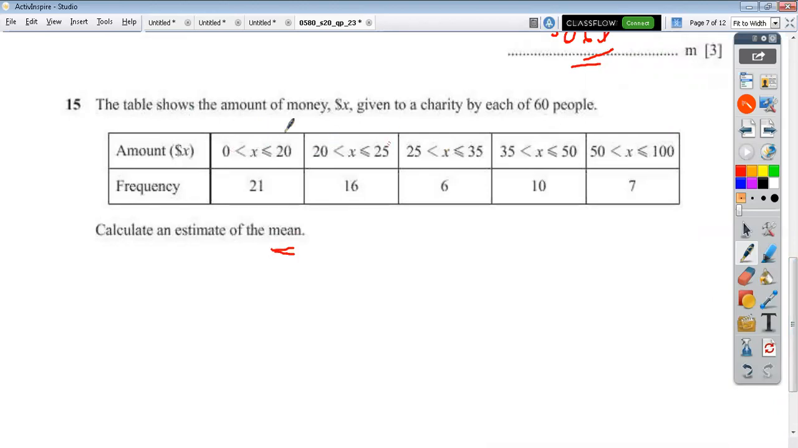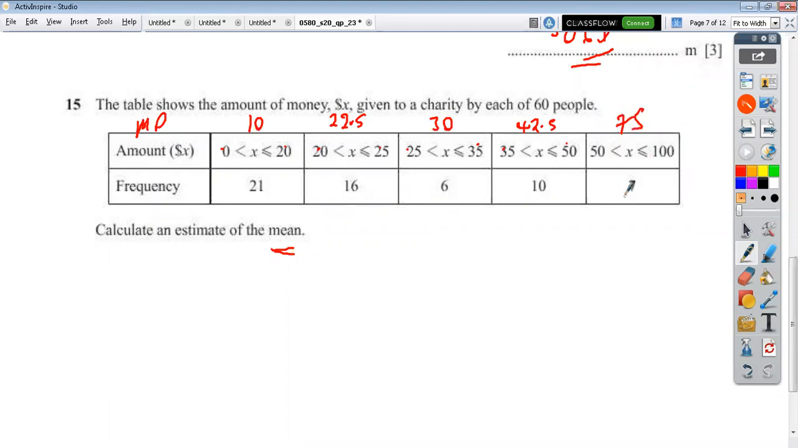Mid value. Mid value. I hope you have not forgotten that. That plus that, 20 divided by 2, 10. That plus that, 45 divided by 2, 22.5. That plus that, isn't that 60 divided by 2? You check on the calculator, you might make mistakes. That plus that is what? 85 divided by 2, 42.5. That plus that, 150 divided by 2, 75.